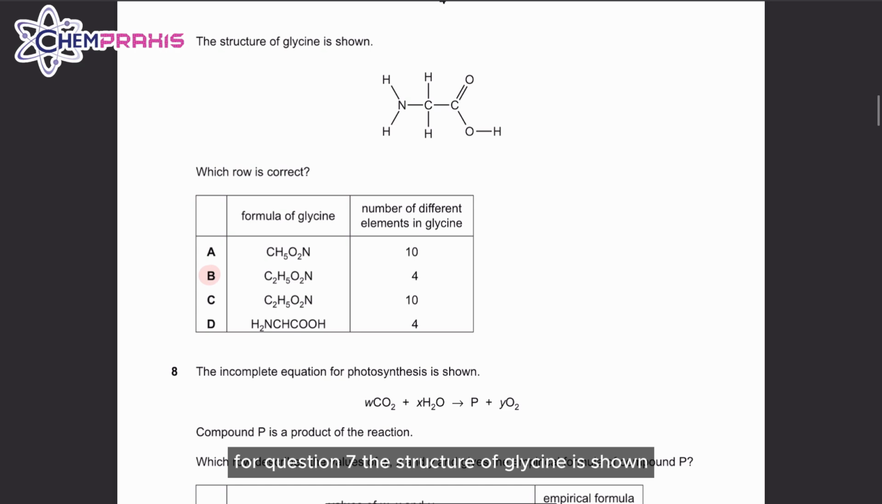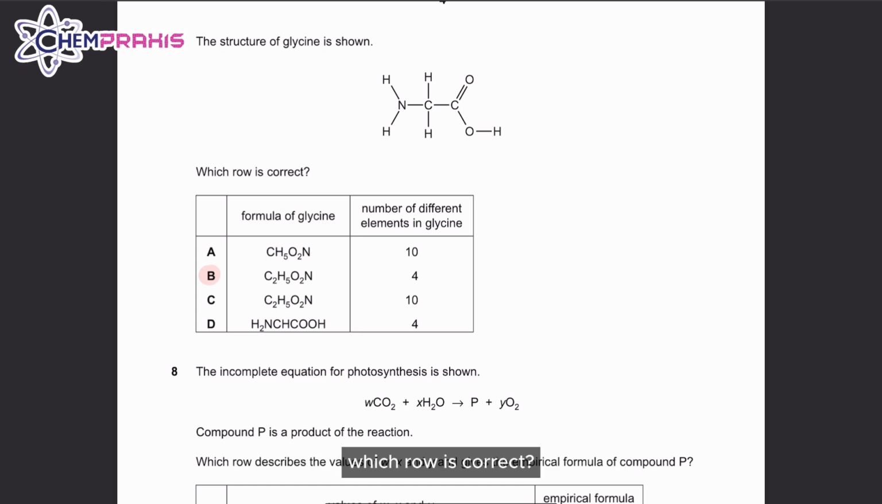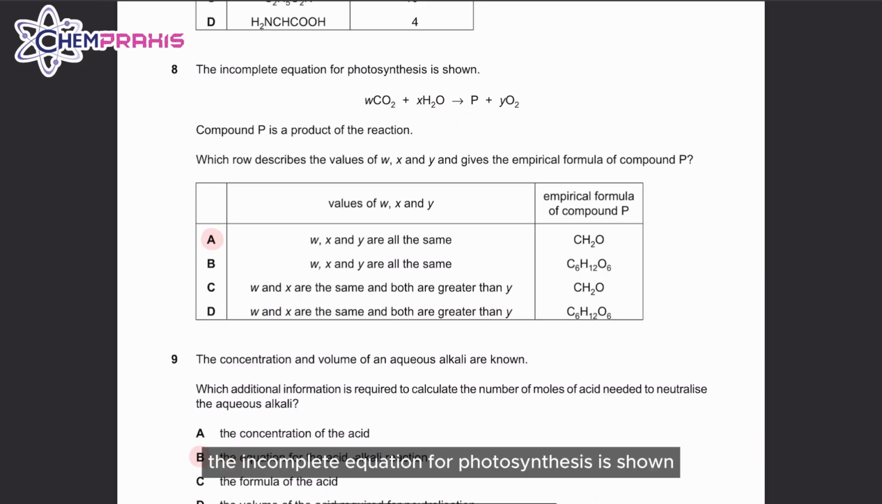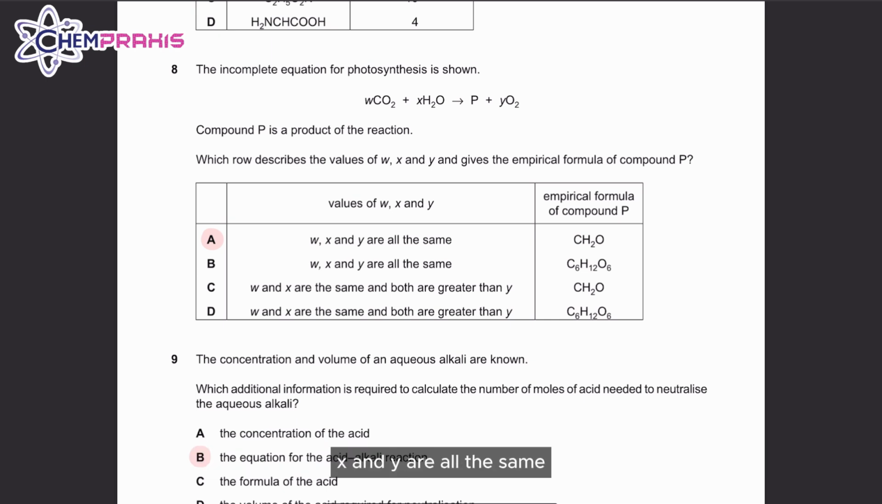For question 7, the structure of glycine is shown. Which row is correct? From the structure given, we can determine that B should be your answer. Next, the incomplete equation for photosynthesis is shown. Compound P is a product of the reaction. Which row describes the values of W, X, and Y and gives the empirical formula of compound P? Your answer should be A, wherein the values of W, X, and Y are all the same, and the empirical formula of compound P is CH2O.